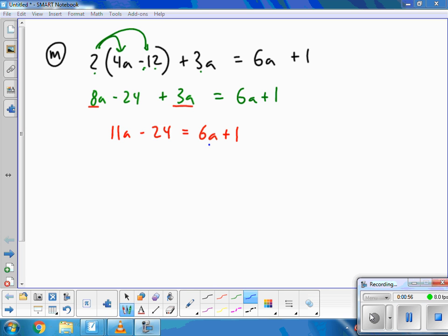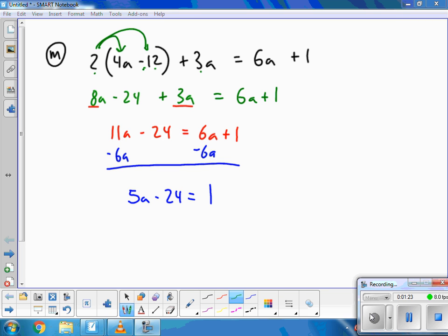So I have some a's over here and some a's over here, and what I want to do is get all those on the same side. This is my bigger value, so I'm going to subtract 6a from both sides. 11 minus 6, that's 5a. Yeah, I end up with 5a minus 24 equals 1.